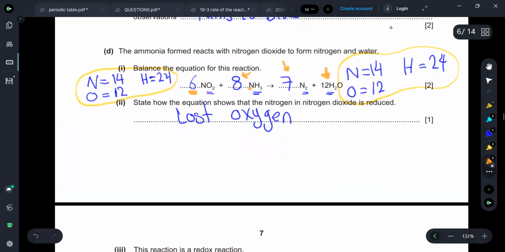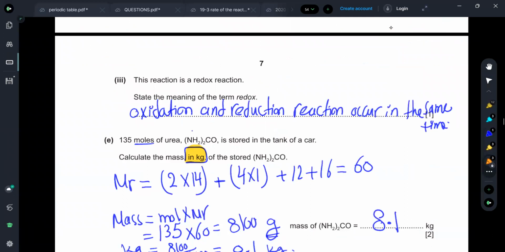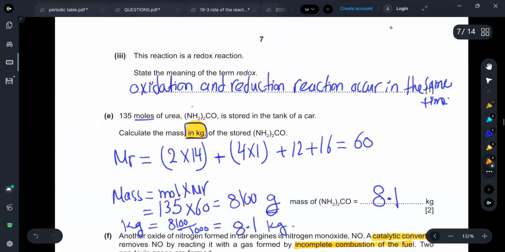State how the equation shows that the nitrogen in nitrogen dioxide is reduced: it lost oxygen. This reaction is a redox. State the meaning of the term redox. The oxidation and reduction reactions occur at the same time.